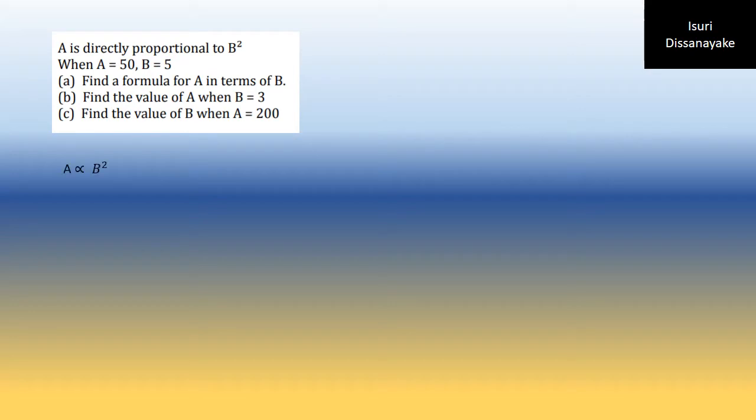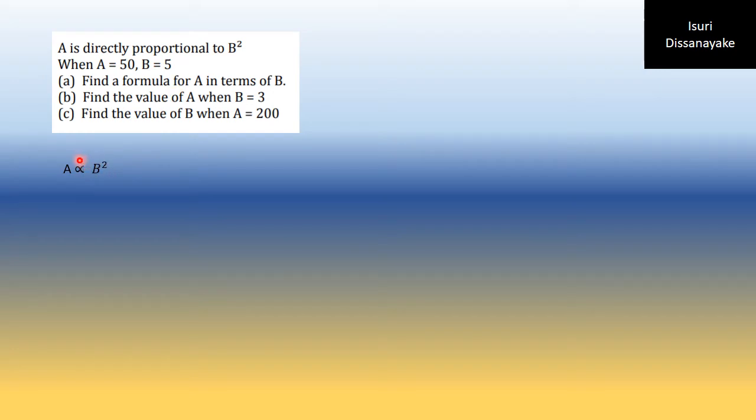Now, A is directly proportional to the square of B. How do you write this statement? This is A, and this is the symbol that you use to show that it is directly proportional, to the square of B.